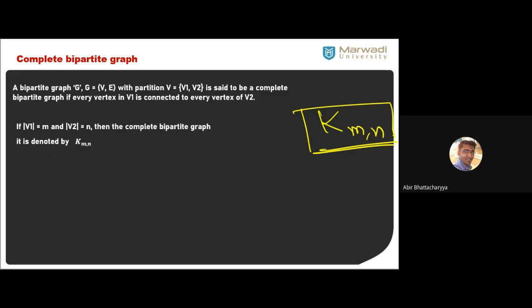So the name of the complete bipartite graph is K M N. So K M N is going to be the name of the complete bipartite graph. Now, what is M? M is the number of vertices of the first partition. N is the number of vertices of the second partition.